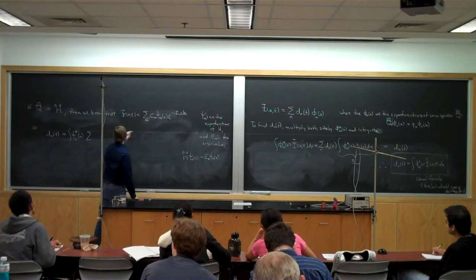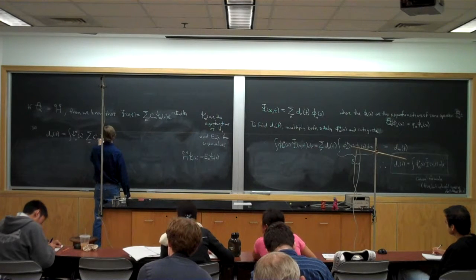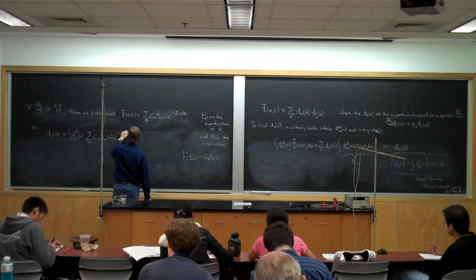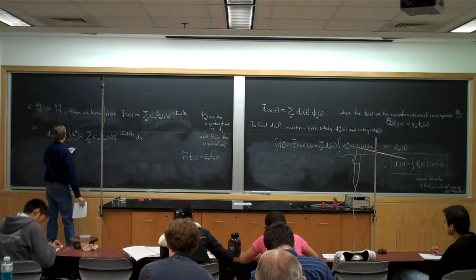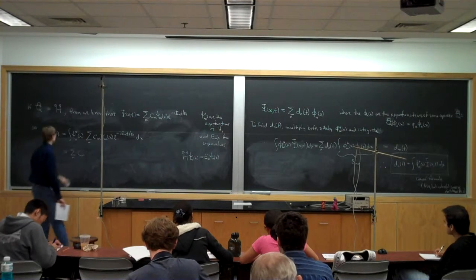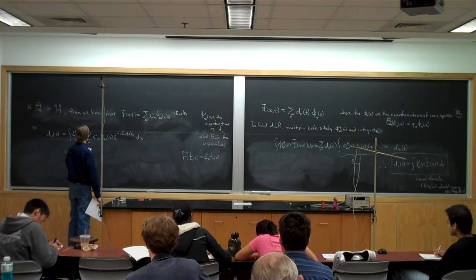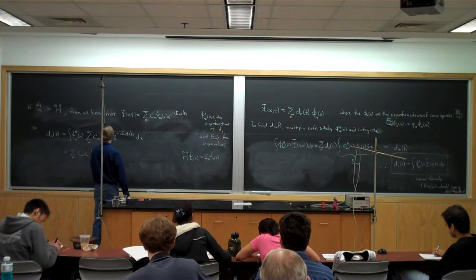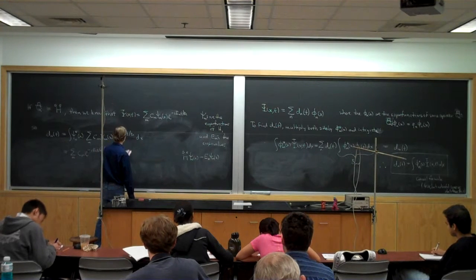Plug in the expansion, sum over m of c m psi m of x e to the minus i E m t over h bar, over all x. So then I can do the usual sort of assumption that the integral of the sum is the sum of the integrals. So this becomes c m e to the minus i E m t over h bar, integral of psi n star of x psi m of x dx.